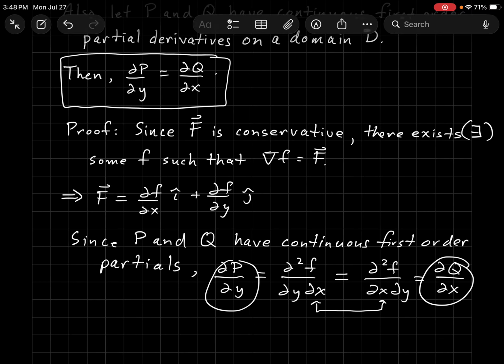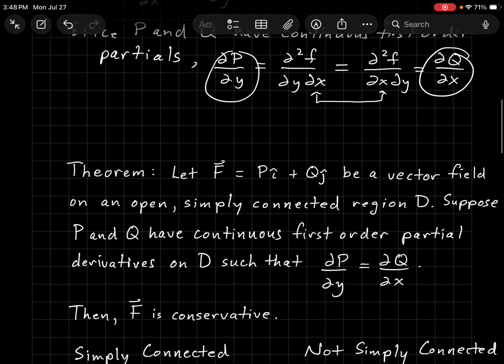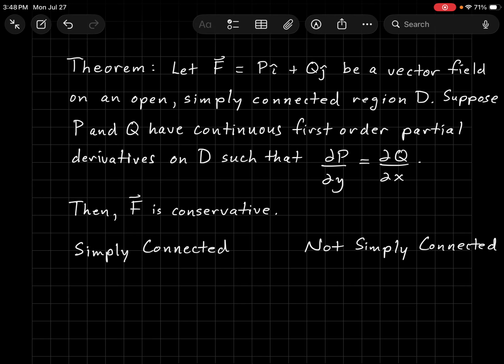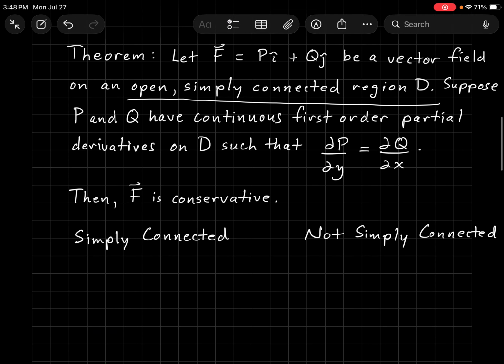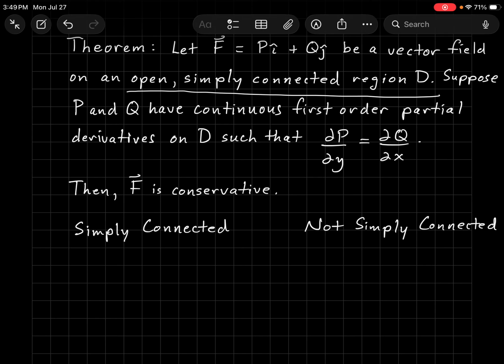Now let's look at the converse of that theorem. It's not going to be the exact same thing. We have an extra condition here, and we're not going to prove this one, but we are going to use this one. So theorem, let big F, the vector field, equal Pi plus Qj, be a vector field on an open, simply connected region D. That is our extra condition. And suppose that P and Q have continuous first-order partial derivatives such that the partial of P with respect to y equals the partial of Q with respect to x. Then our vector field F is conservative. So it's basically the converse of this theorem with this extra condition of my region needing to be open and simply connected.